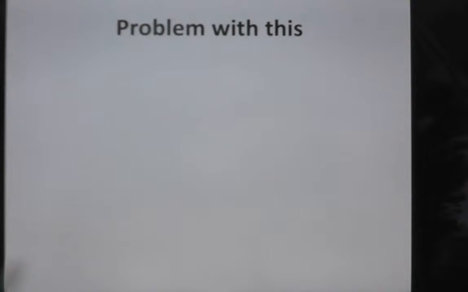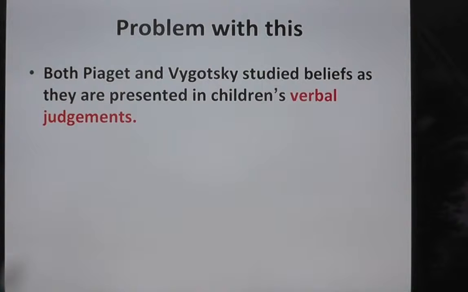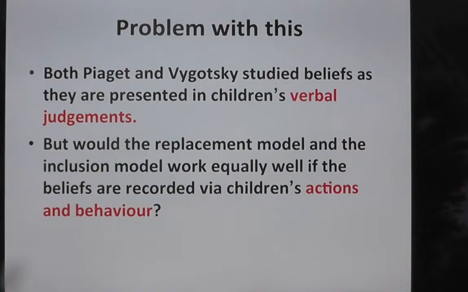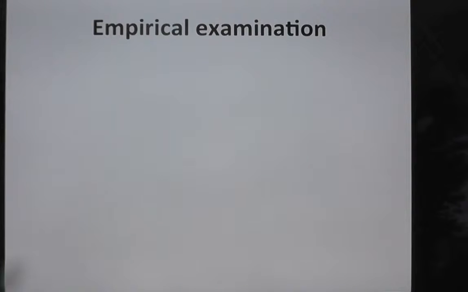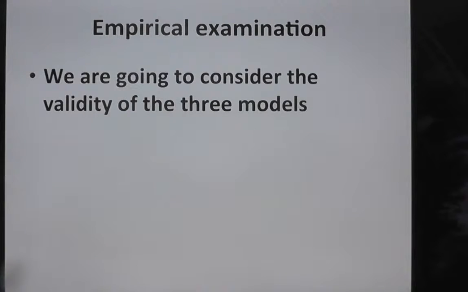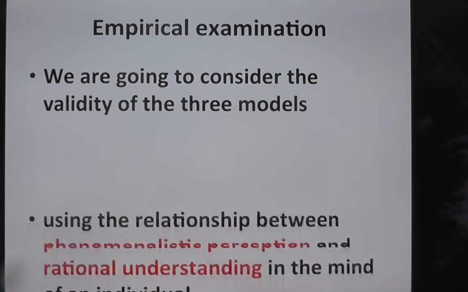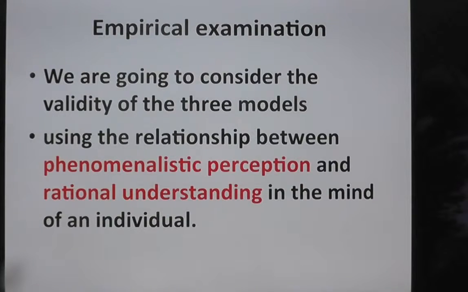However, there is a problem with both Piaget's and Vygotsky's view on cognitive development. Both Piaget and Vygotsky studied beliefs as they are presented in children's verbal judgments. But would the replacement model and the inclusion model work equally well if the beliefs are recorded via children's actions and behavior? In the experiments presented in this lecture, we are going to consider the validity of the 3 models, using the relationship between phenomenalistic perception and rational understanding in the mind of an individual.